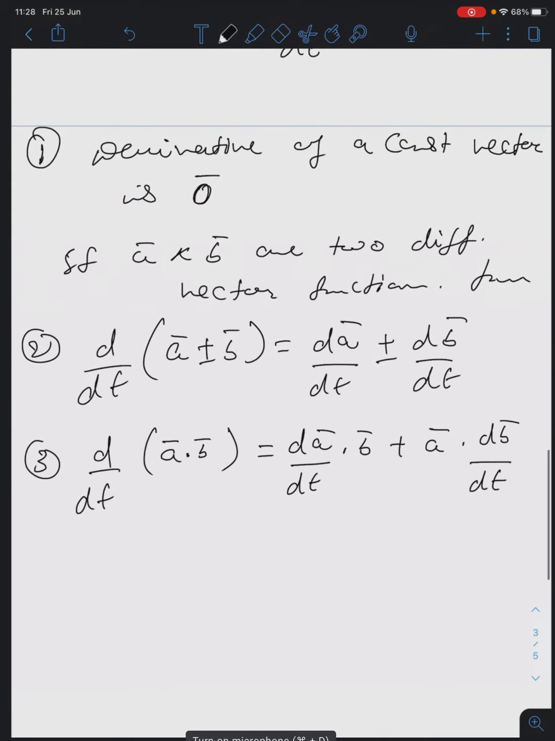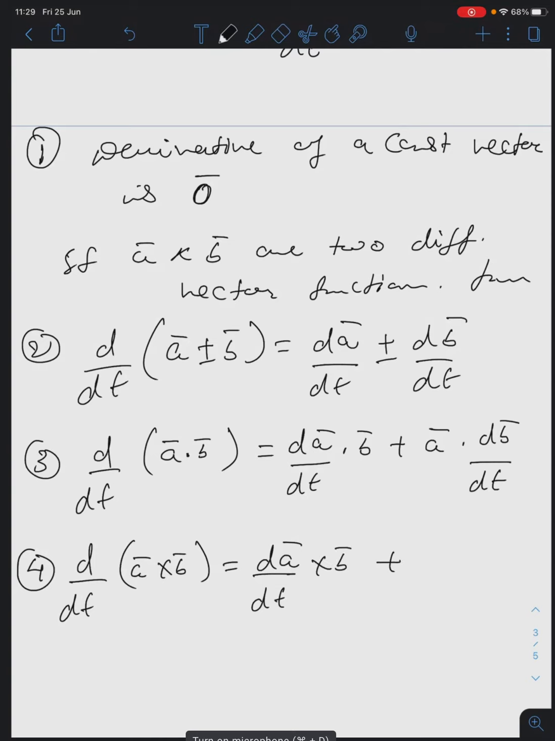Similarly, the cross product is also possible. That is, the derivative of A bar cross B bar will be equal to dA bar by dt cross B bar plus A bar cross dB bar by dt.